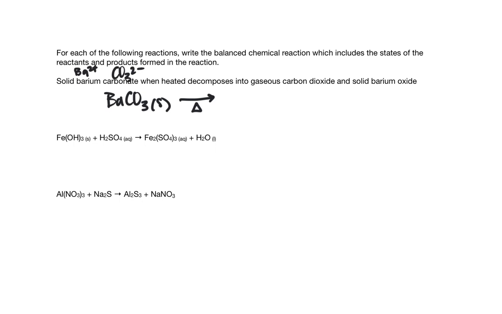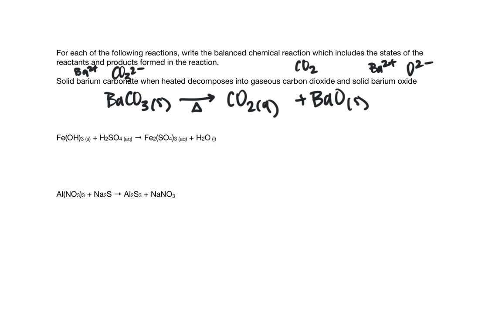So that little delta sign means heated, and it's going to decompose into carbon dioxide, which means one carbon, two oxygens. So we have CO2. So CO2 gas. And it's going to also be solid barium oxide. So Ba for barium 2 plus, and oxide is 2 minus. So that also is a 1-to-1 ratio. So plus barium oxide, solid. So in this case, when we check, this equation is already balanced. So it's a 1-to-1 ratio.